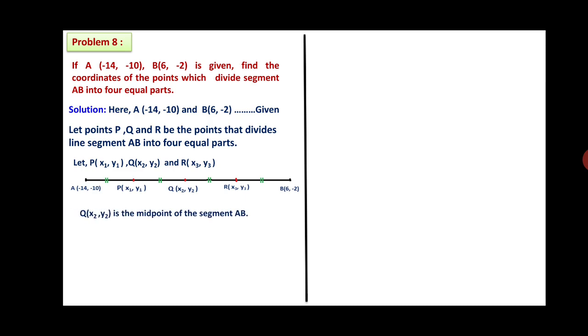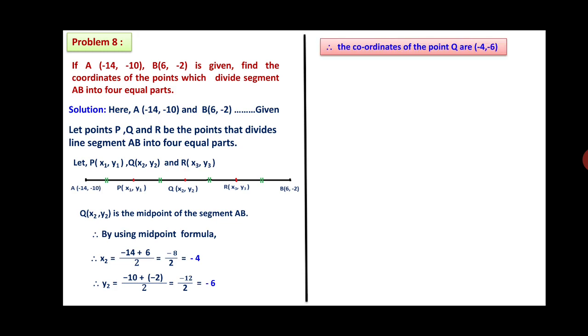Now you can see Q (x2, y2) is the midpoint of the line segment AB, so we can use the midpoint formula. So x2 is equal to minus 14 plus 6 upon 2, that is minus 8 upon 2, that is minus 4, and y2 is equal to minus 10 plus minus 2 upon 2, that is minus 12 upon 2, that is minus 6. Therefore the coordinates of the point Q are minus 4 and minus 6.